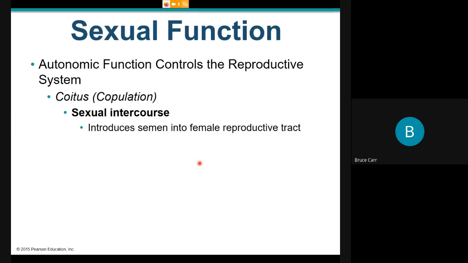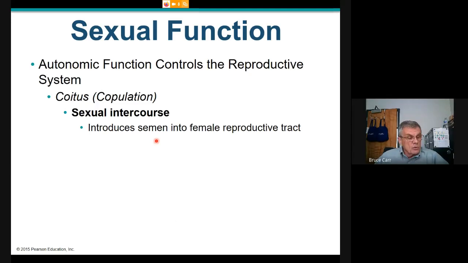Now, sexual function refers to an autonomic system of the nervous system that is regulating reproductive behavior. There is noticeable behavior surrounding copulation or coitus, sexual intercourse, that is aimed at a sexual congress that introduces semen into the female reproductive tract.